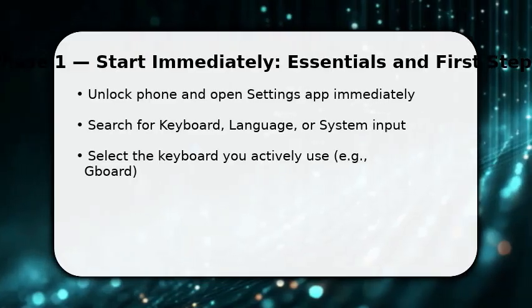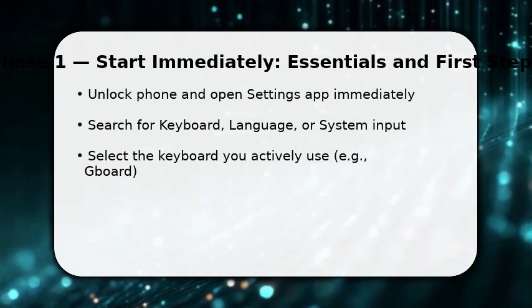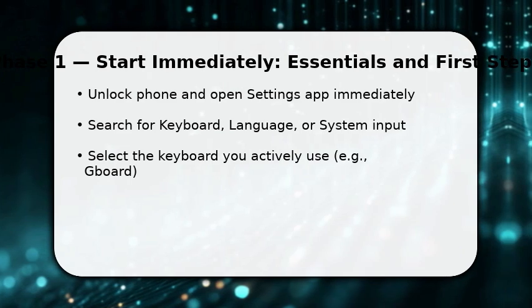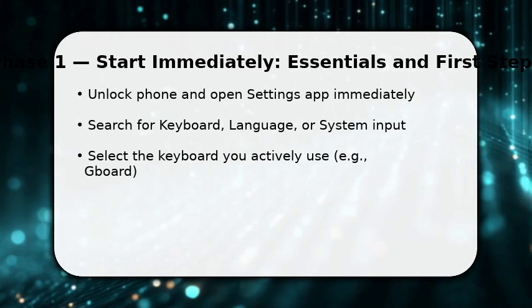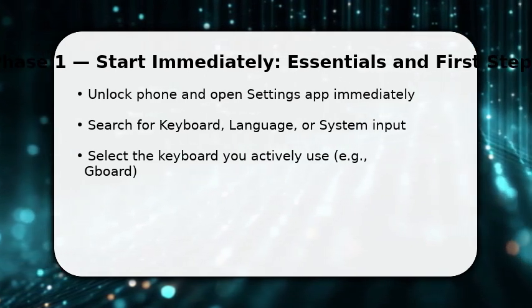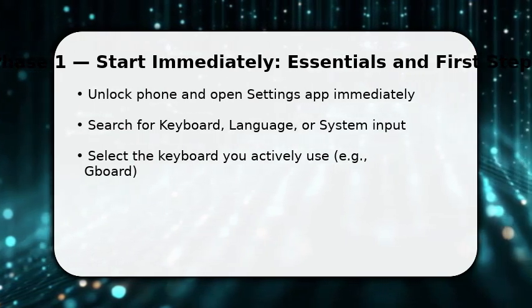You start by opening Settings and going straight to Keyboard or Language and Input. This gets you to the control panel that changes Autocorrect. Once there, tap the keyboard app you use, for example, Gboard or the default keyboard. Make sure the keyboard is active under Input Methods. This ensures your changes apply.